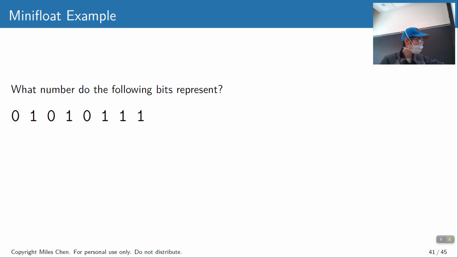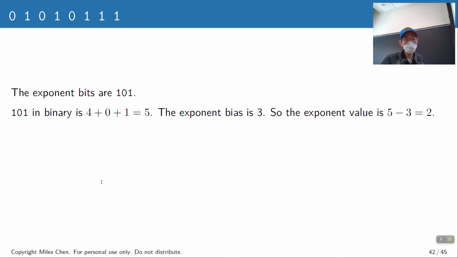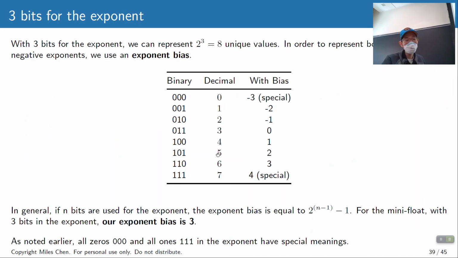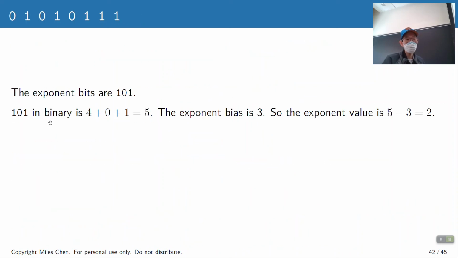Okay, I'm out of time, but basically, if we break this down, we've got 0 for the sign, so it's going to be a positive number, 1, 0, 1 for the exponent, and 0, 1, 1, 1 for the mantissa. The exponent bits are 1, 0, 1. If I go back to my table, 1, 0, 1 in decimal is 5, and with a bias of 3, this becomes 2. So the exponent value is 2.